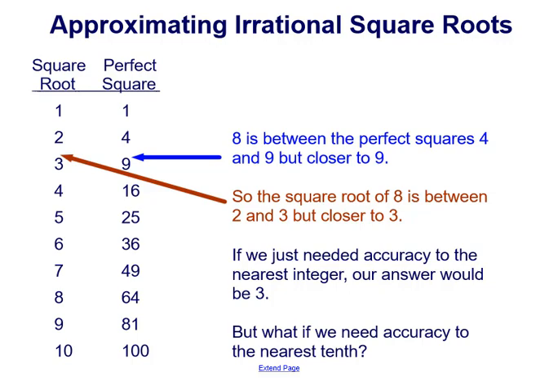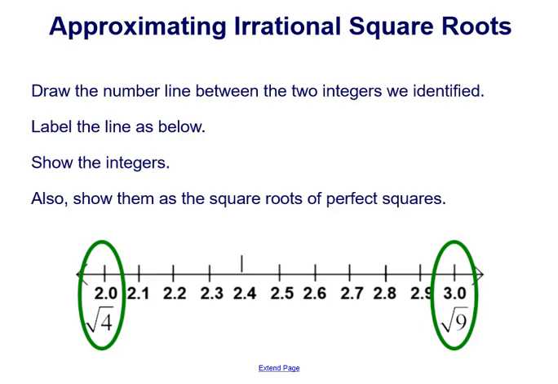But what if we need accuracy now to the nearest tenth? To do that, we'll draw the number line between the two integers we identified. We identified 2 and 3 because they are the square roots of 4 and 9, and we said, remember, the square root of 8 is going to be somewhere in between them, but probably closer to the square root of 9, which is 3. So then we want to show those integers 2 and 3, also as the square roots of those perfect squares, and then label all of the numbers in between 2 and 3 to the nearest tenth. So 2.1, 2.2, 2.3, 2.4, and so on, all the way to 3.